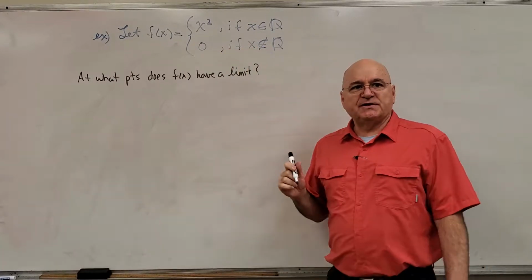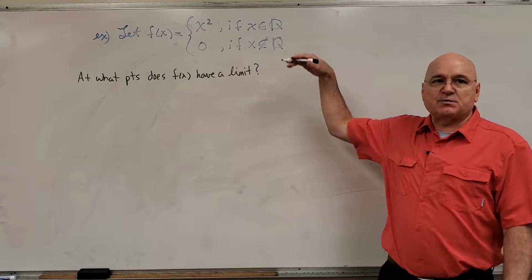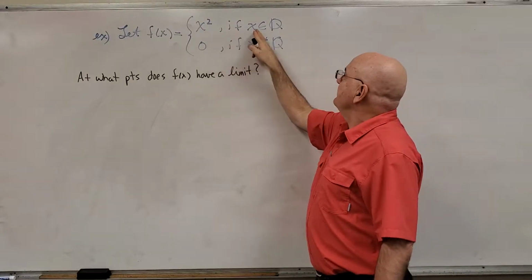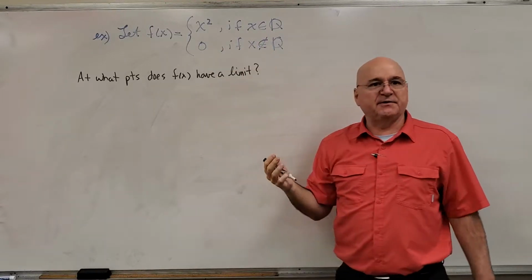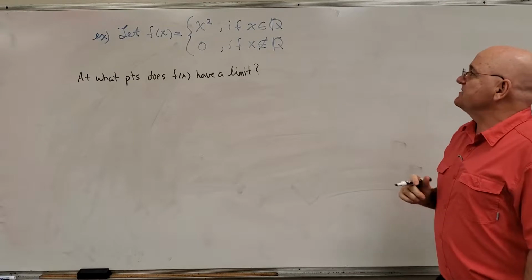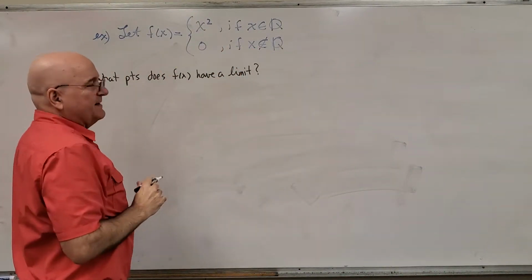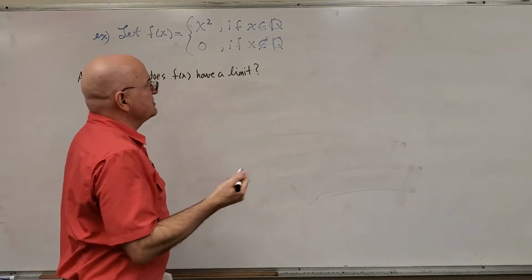The next function example is similar to the Dirichlet function in that it is a piecewise function. It's defined in one way if x is a rational, and another way if x is irrational. So in this case, instead of having a 1 here, we put x squared. So let's take a look at what the graph looks like, and that sometimes helps us answer this question just by looking at the graph.